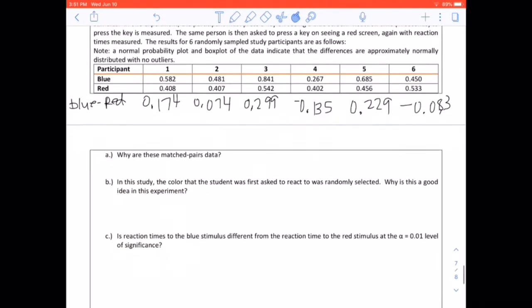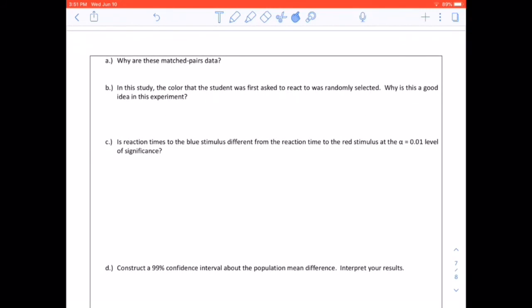So on the next page, it asks why are these matched pairs data, and the reason why is because it's the same person being tested for both the red and the blue stimulus. So it's same person, so same person for both tests.